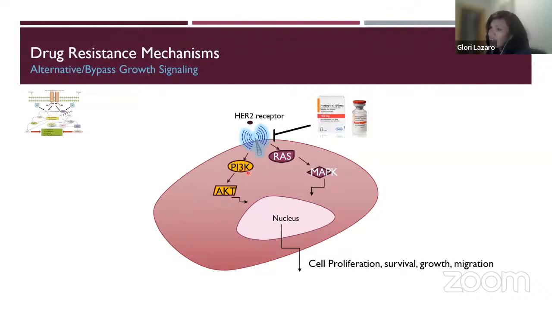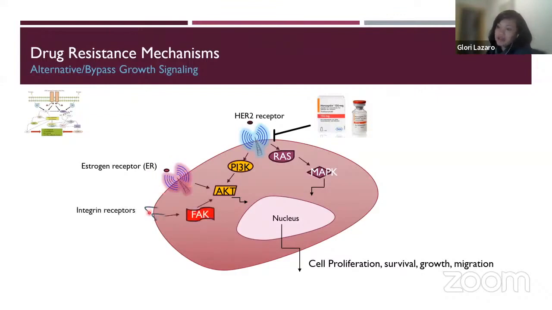And then breast cancer cells are not just the HER2 receptor. They also have other receptors. They have what we call the estrogen receptor, and that also feeds into the AKT pathway. So even if you inhibit this, you also have this receptor that you have to target, because this will also promote cell proliferation and growth. So that's one aspect. You have the alternative growth pathway. You have other receptors present in the cell as well.